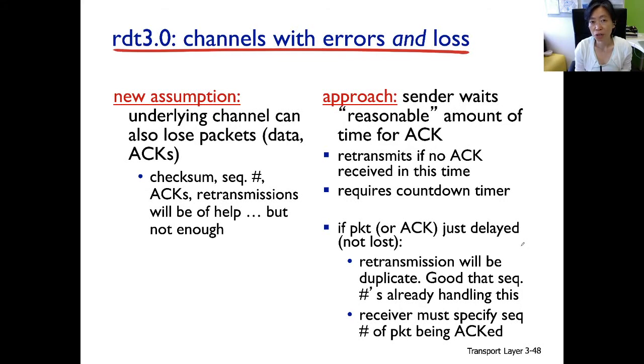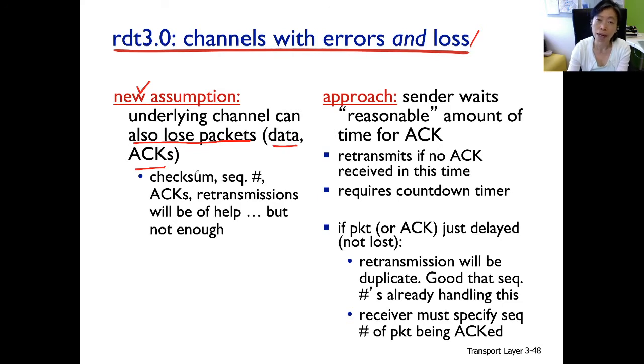Now, the last version of RDT, the RDT 3.0. In version 3, we're going to make it very general. So there could be bit errors in the data packet, in the acknowledgement packets, but there could also be losses of the data packets or the acknowledgement packets. So the new assumption here is very general. The underlying channel might have bit errors, but it might also have packet losses, okay, both at the data side as well as the ACK side.